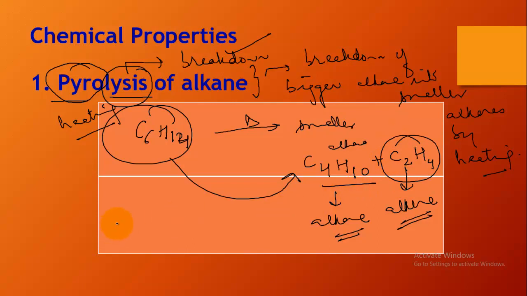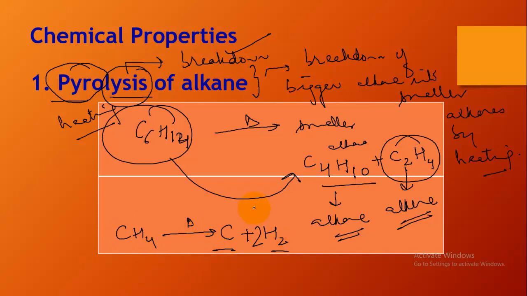But in a few cases, like if I take an example of the first member of alkane, that is methane. If I heat it, or you can say I'm pyrolyzing methane, what do I get? I'll get carbon and hydrogen. So in this case, we are not getting alkane or alkene, we are just getting its constituents. We know that alkane is formed of carbon and hydrogen. It is the lowest alkane. That is why we got carbon and hydrogen.